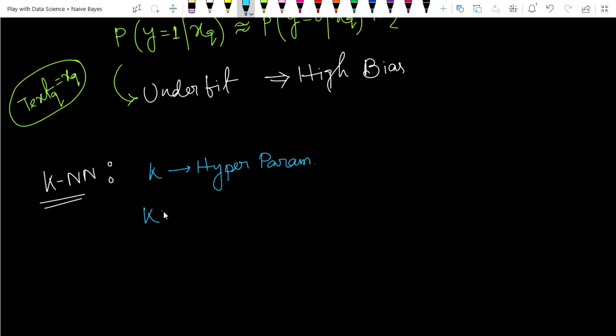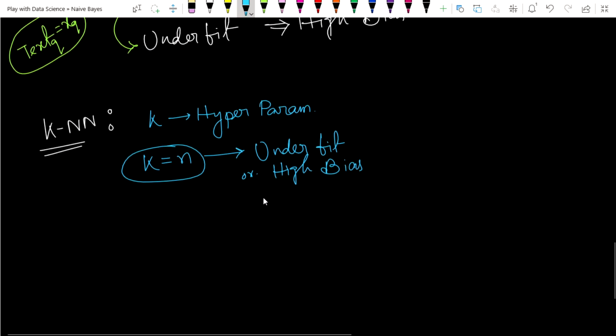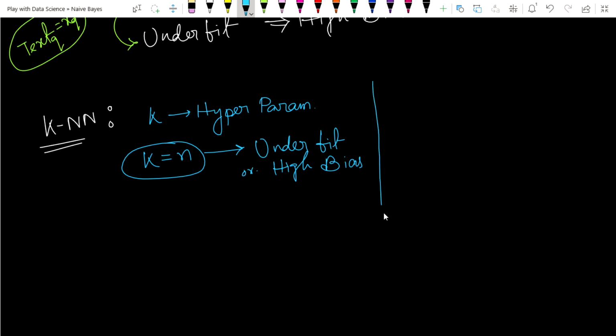If we choose K equals N, then in KNN this model is an underfit model, meaning a high bias model. We have seen this. Suppose N1 is our positive data points and N2 is our negative data points, and let's take N1 greater than N2. If we take a query point Q, we cannot classify properly for any of the query points.